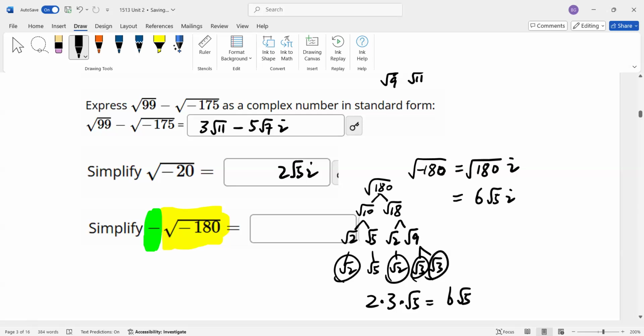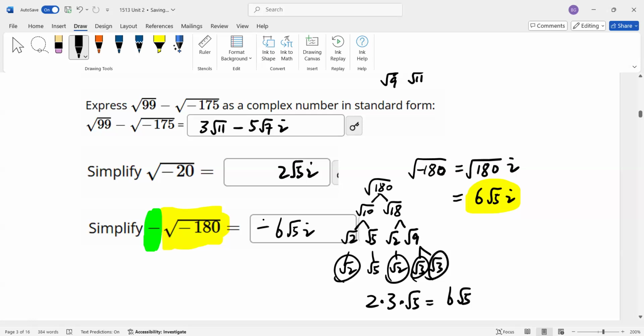So in other words, the yellow part after simplifying is 6 root 5i. Don't forget, we have the green negative sign. So the correct answer is negative 6 root 5i. And done. Hope I have the same answer as you.